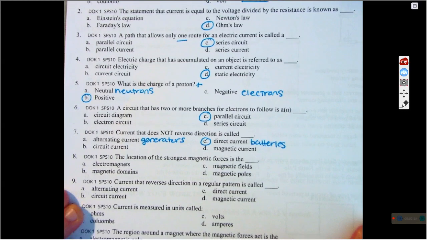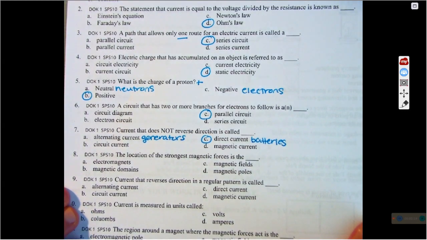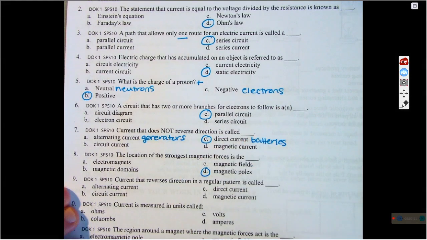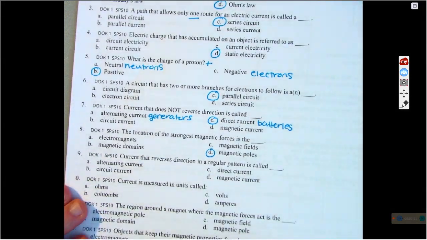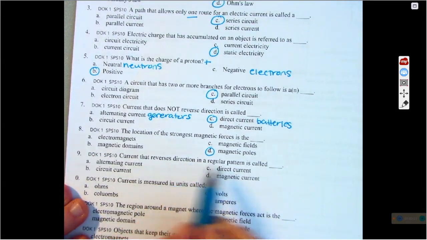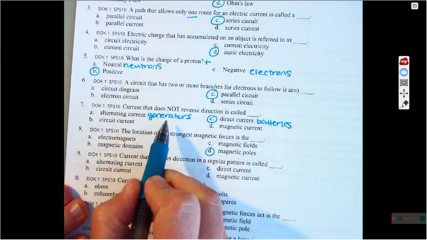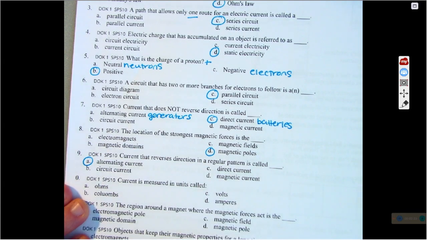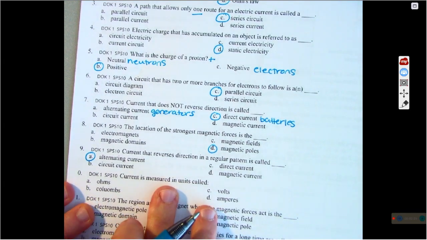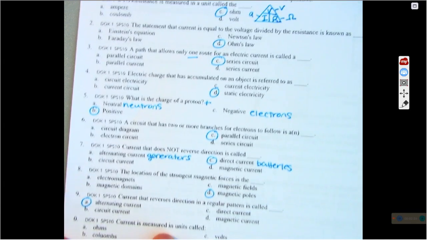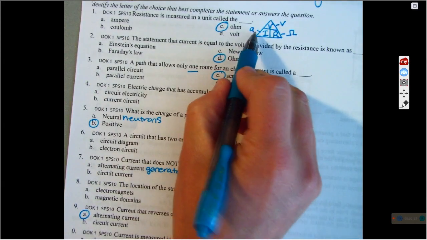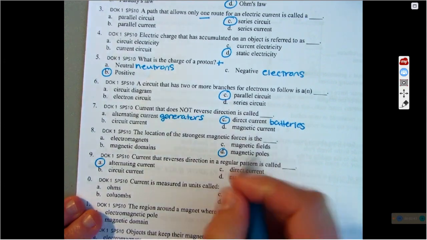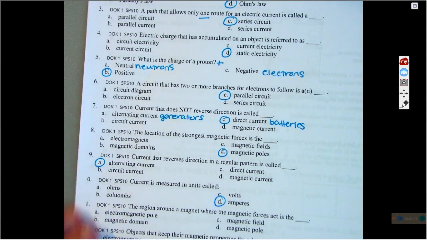The location of the strongest magnetic forces are at the poles, either the North or South Pole. Current that reverses direction in a regular pattern, like what we just talked about up here, is alternating and comes from a generator. Current is measured in units called, well, if we look up at number 1, current is measured in amperes or amps. So it would be amperes.